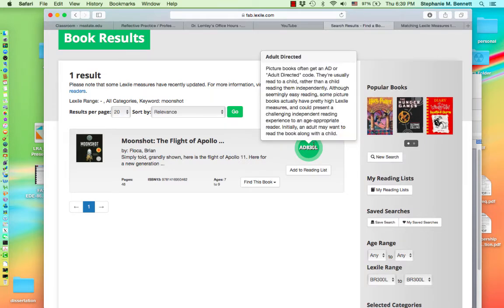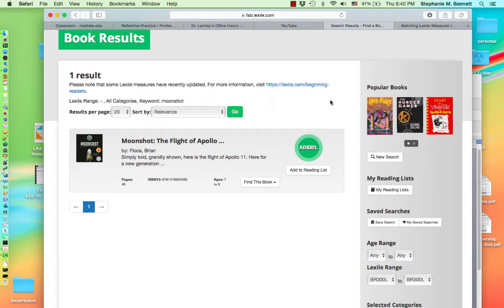Picture books that get an AD, as this says, is adult directed, which means that they're picture books that need to be read to a child rather than the child reading them independently, because some picture books that might seem quite easy do have a pretty high Lexile measure and could be difficult to read independently by a child. So the adult would want to read this book aloud to the child. In your text set, the first lesson that you will be crafting, your comprehension lesson, will involve a read aloud of your mentor text, or part of your mentor text if it's quite a lengthy book. So this book is an AD 830 Lexile level.